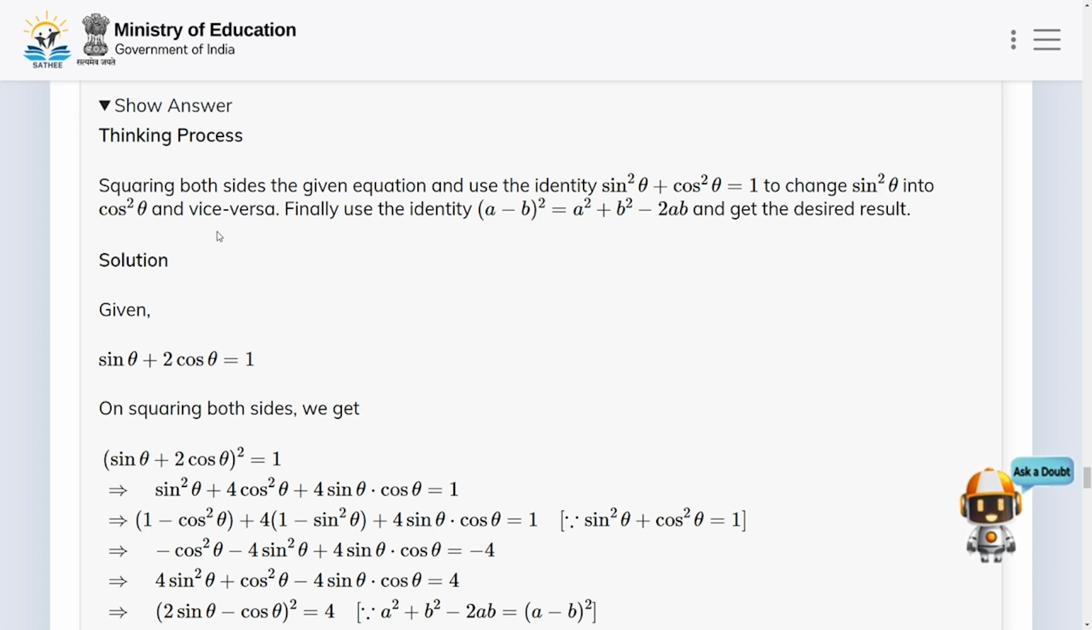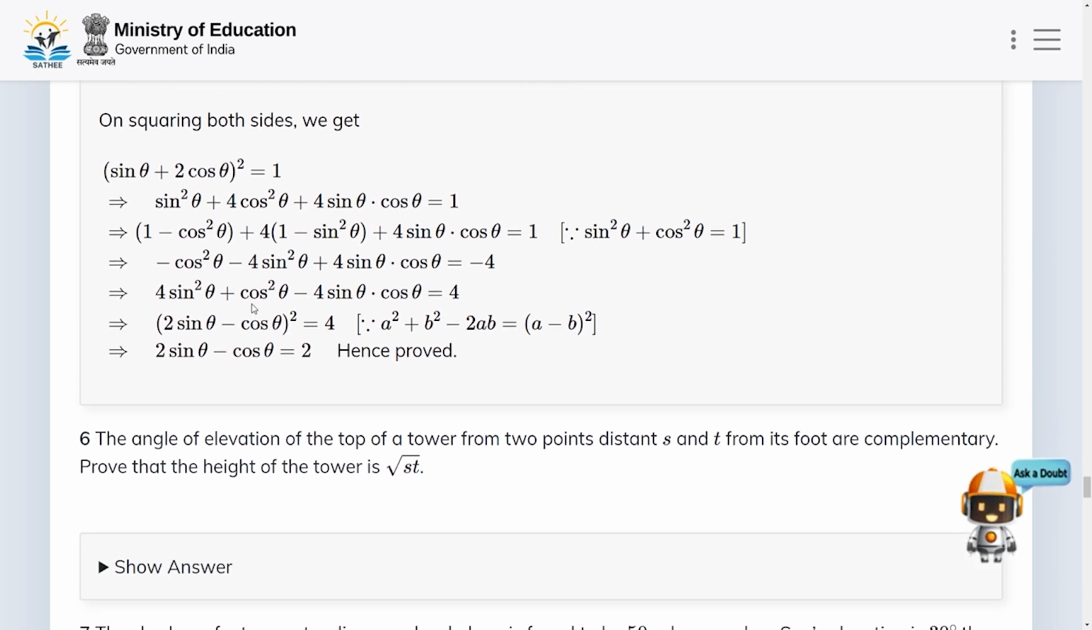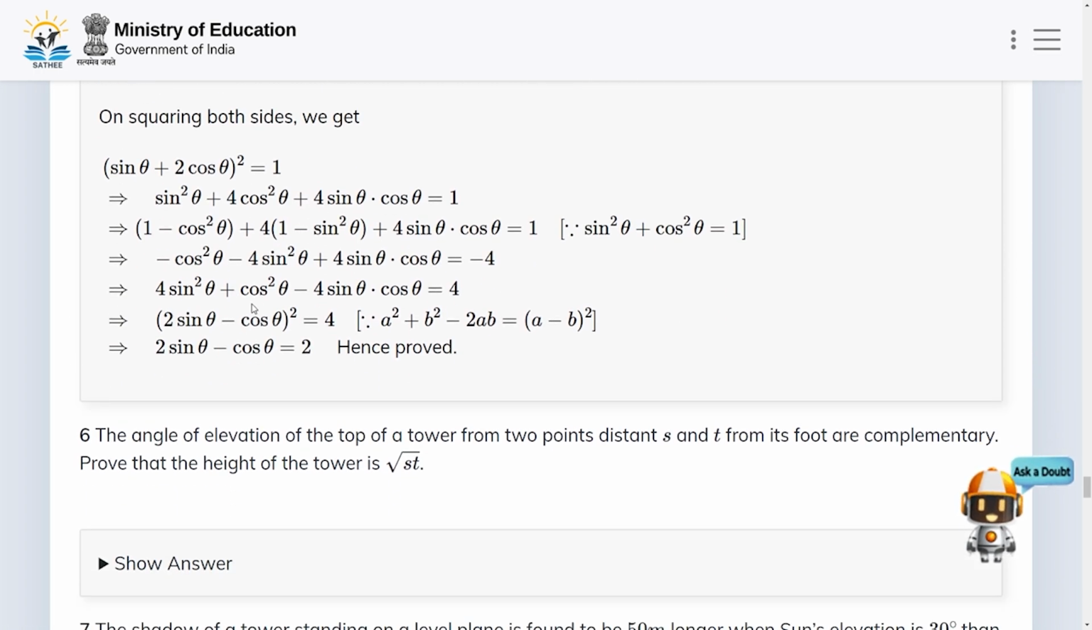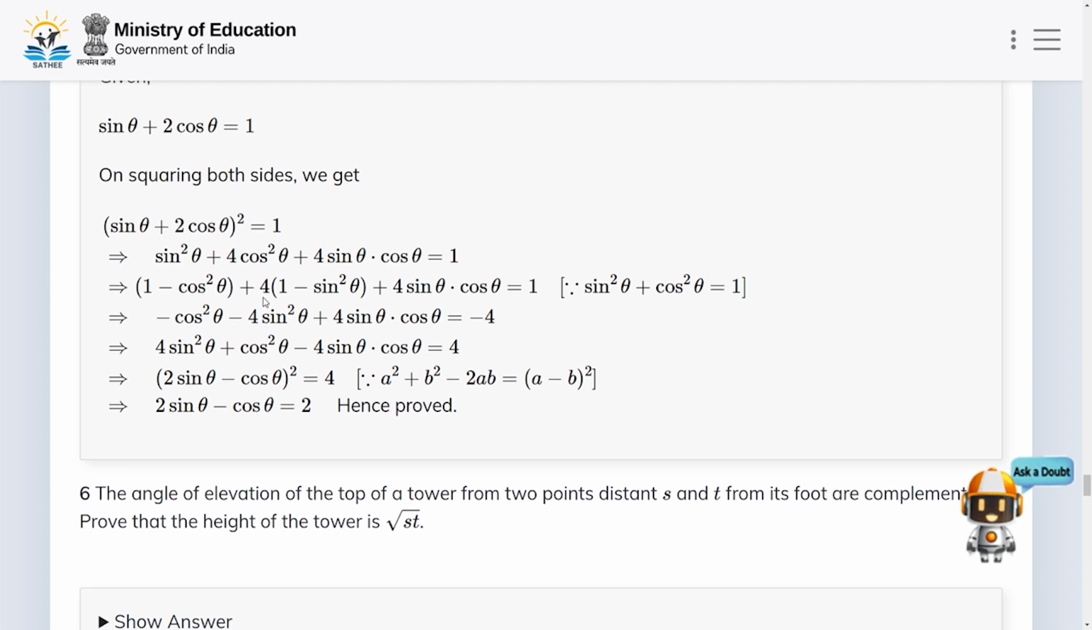Okay. So you're given that sin theta plus 2 cos theta is equal to 1. And now when squaring both sides, here we get sin theta plus 2 cos theta whole square is equal to 1. Okay. And now if we use the identity a plus b whole square is equal to a square plus 2ab plus b square, then it implies sin square theta plus 4 cos square theta plus 4 sin theta into cos theta is equal to 1. Okay. And it implies 1 minus cos square theta plus 4 times 1 minus sin square theta plus 4 times sin theta into cos theta is equal to 1.